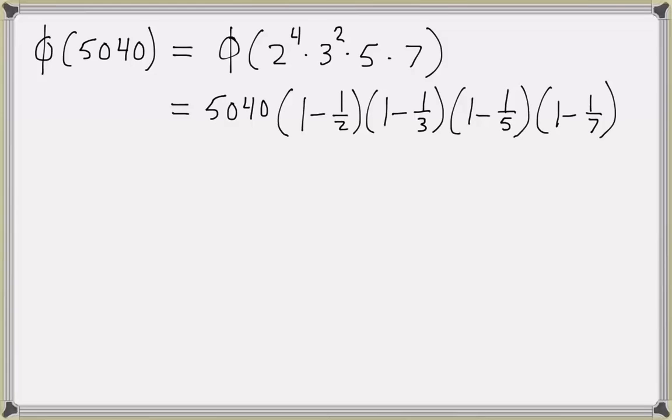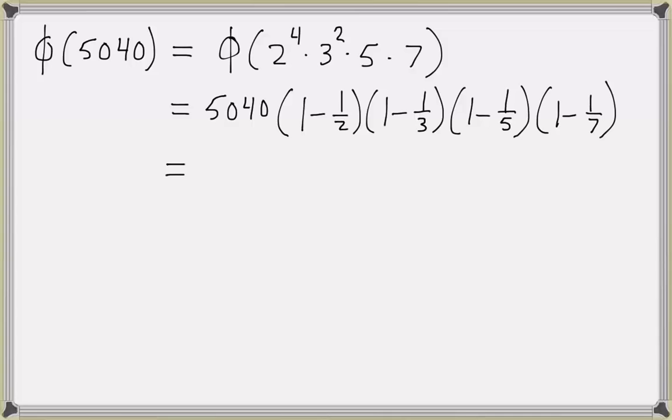If you think about this, what we're doing is we're subtracting off all the numbers that are divisible by 2. So I need to take off a half of the numbers between 1 and 5040. I need to take off a third of the numbers because a third of them are divisible by 3. I need to take off a fifth of these numbers because 1/5 of them are divisible by 5 and 1/7 of them are divisible by 7. So that's why this formula also works.